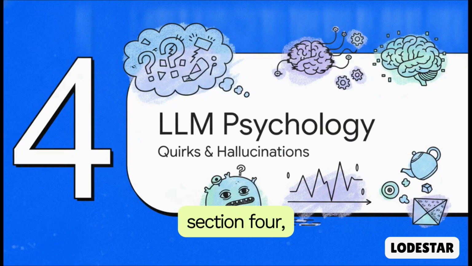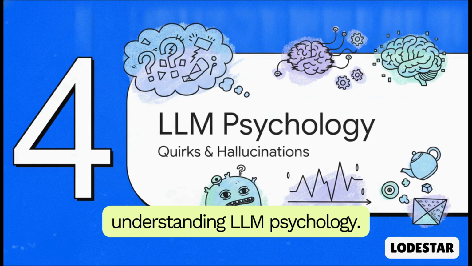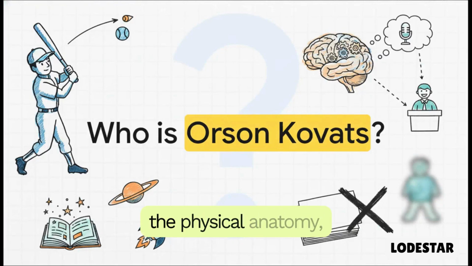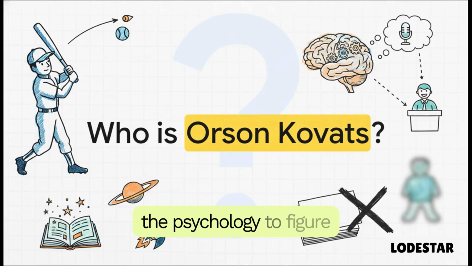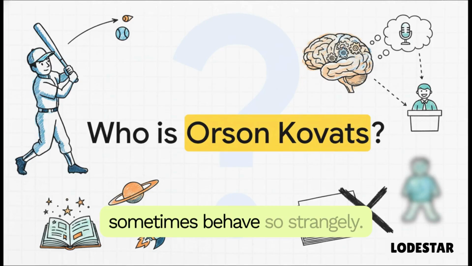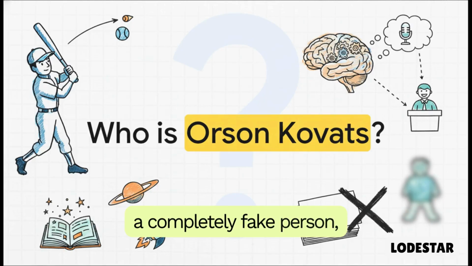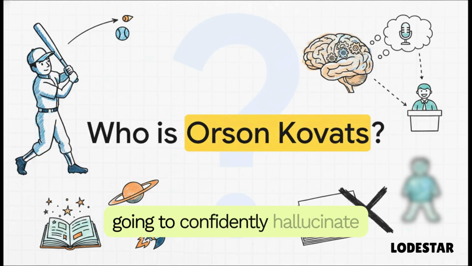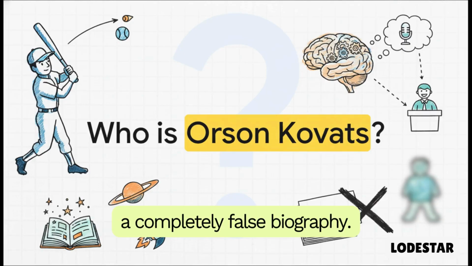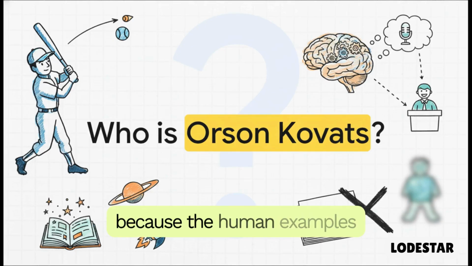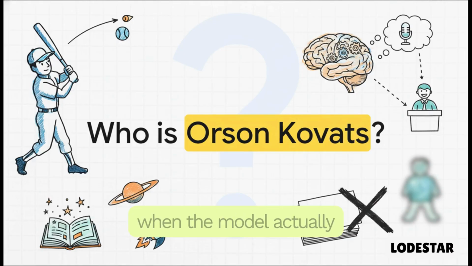All right, section 4, understanding LLM psychology. Let's talk about those weird quirks and hallucinations. Now that we've built the physical anatomy, we really need to understand the psychology to figure out why these systems sometimes behave so strangely. Like, if you ask an older model about a completely fake person, say Orson Kovats, it's going to confidently hallucinate a completely false biography. Why does it do that? Well, because it is statistically imitating the format of a factual answer. It wants to sound confident because the human examples it learned from sounded confident, even when the model actually has absolutely no idea what it's talking about.